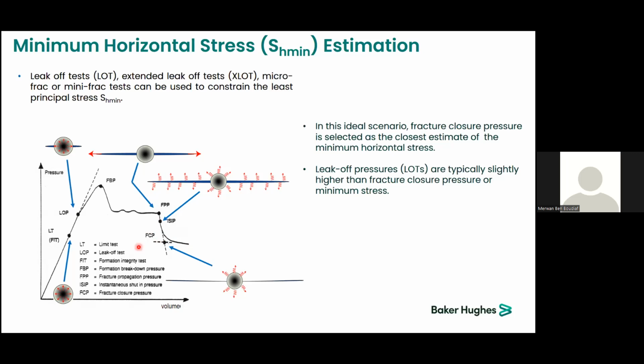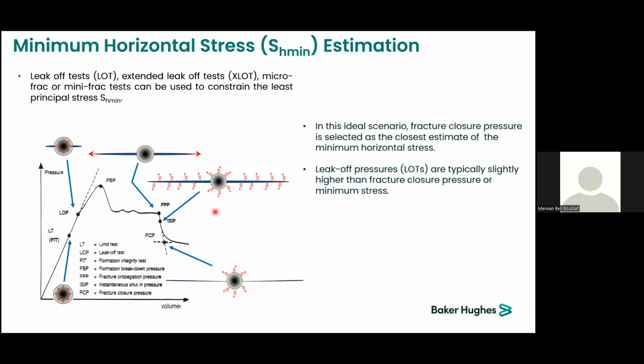Usually this value can be inferred from mini-frac or micro-frac tests. Leak-off tests usually don't go so far and stop at the LOP. So some specialists consider this leak-off pressure as an upper bound of minimum horizontal stress. We can use it for calibration, but we should say that the minimum horizontal stress should be slightly lower than the LOP. As you can see here in the diagram, the fracture closure pressure should always be lower than the leak-off pressure.